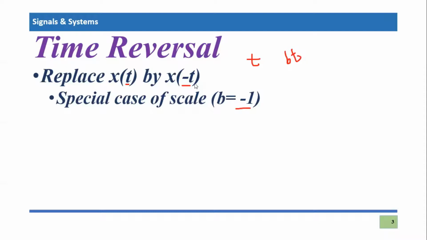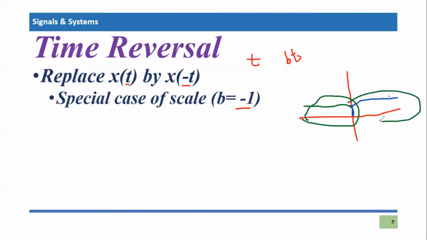And what does it mean? It means, for example, you are given a signal, and this is your y-axis, and let's say your signal is something like that. So what is going to happen? It will reverse the signal along the y-axis. So the time reversed function will be something like that. You notice that this green signal is exactly a replica of this blue signal, but in negative time, right?